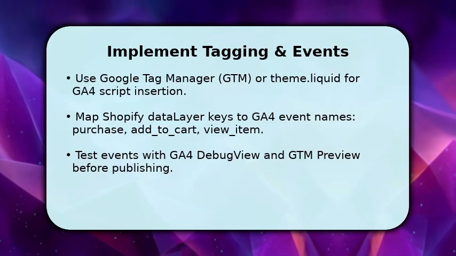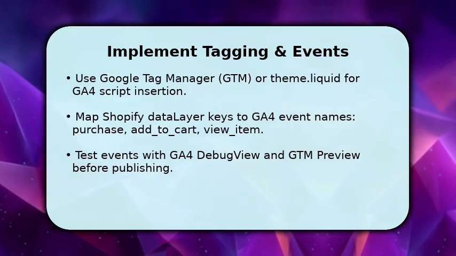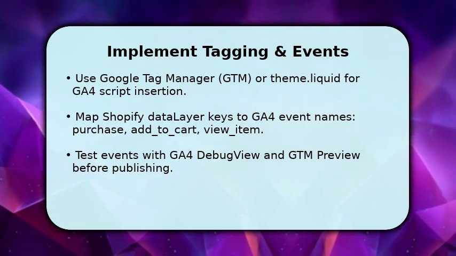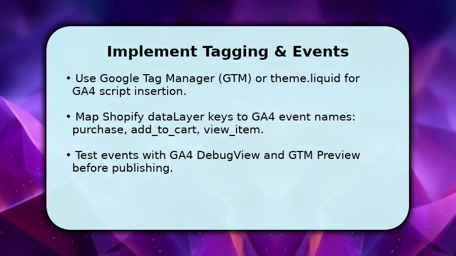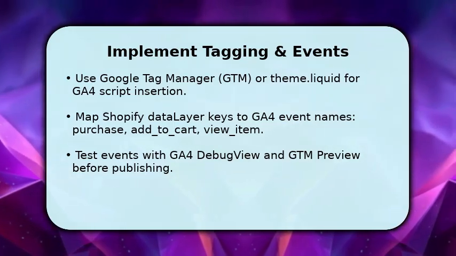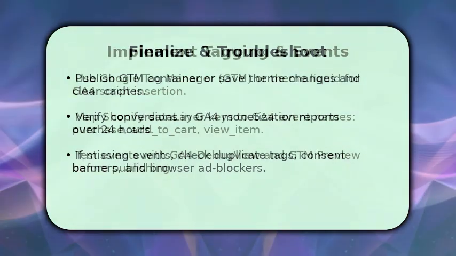Finally, verify each event appears in GA4 debug view. If not, recheck variable names and trigger conditions. Complete the process by publishing your GTM container or saving theme changes and clearing caches so updates go live.